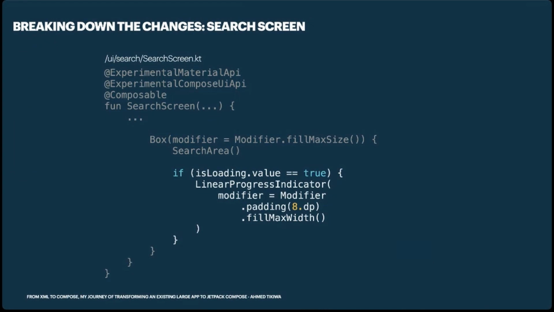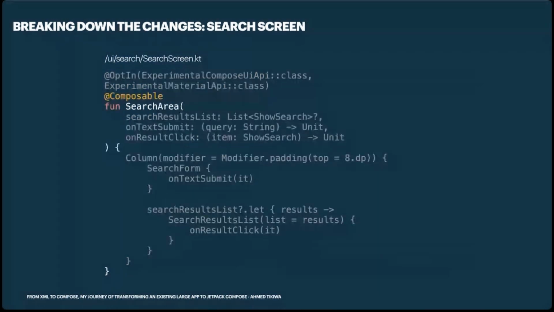Then before I explain what's going on here, one concept is very important when it comes to composables. There is the concept of state hoisting, which is the process of moving state all the way up to the caller. In that way, it ensures that composables are as stateless as possible. In my case, the caller is my screen. So for this case, it'll be search screen. And the composables below it need to hoist the state up to it as much as possible.